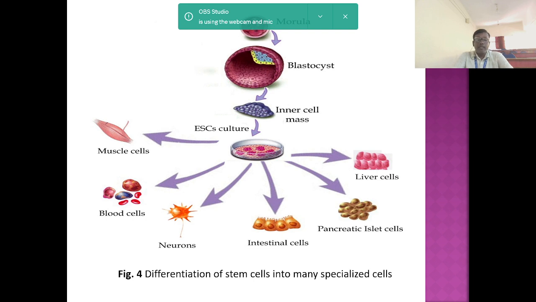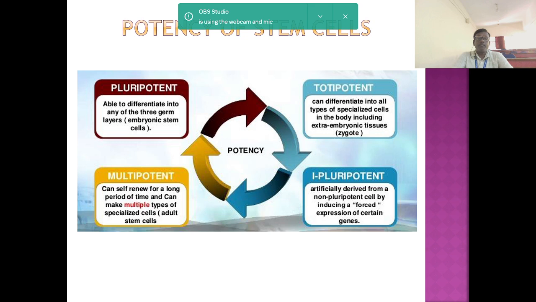This shows the differentiation of stem cells into many specialized cells. From the morula, the next stage is the blastocyst, then the inner cell mass is produced. Then the embryonic stem cell will be differentiated into other specialized cells like liver cells, pancreatic islet cells, intestinal cells, neurons, blood cells, and muscle cells. This is the process of differentiation of stem cells.